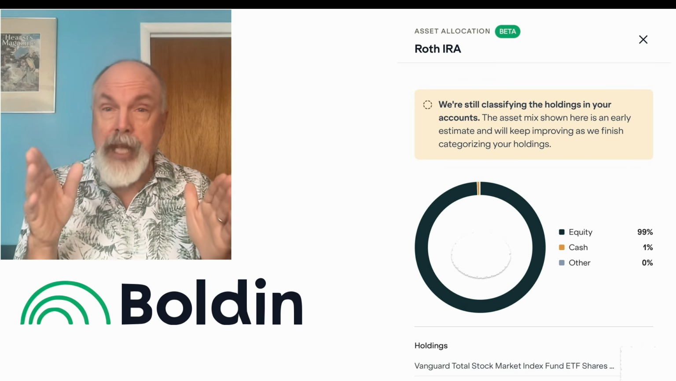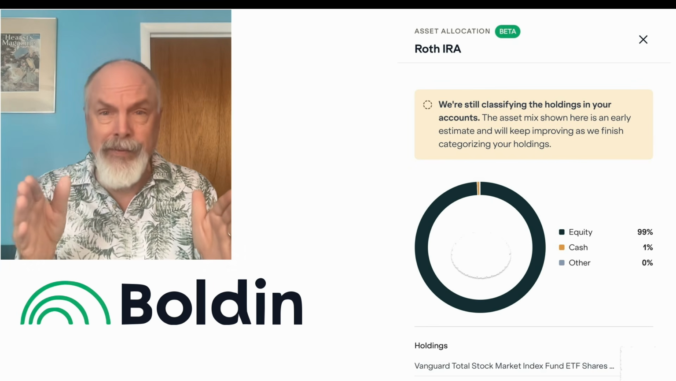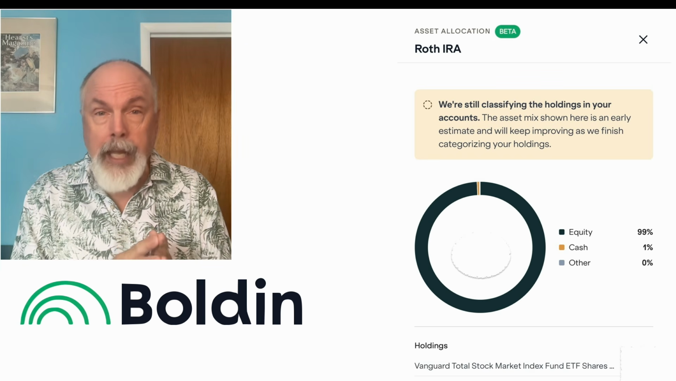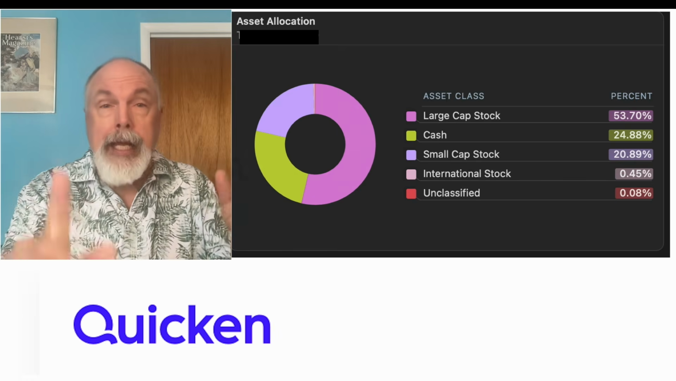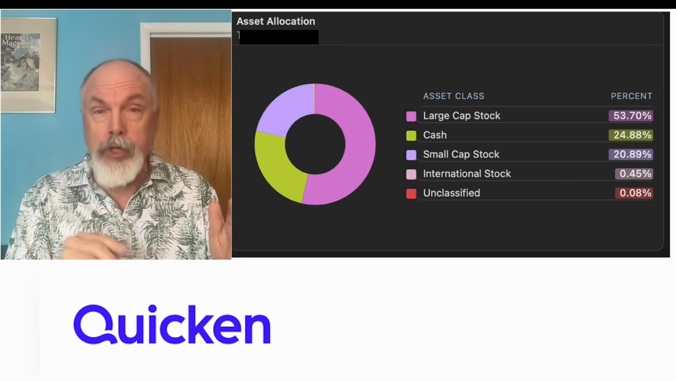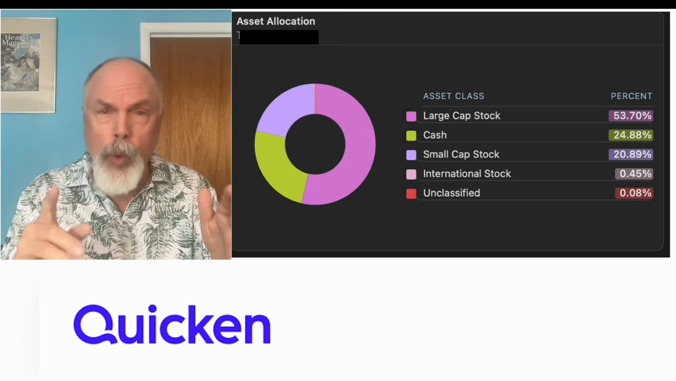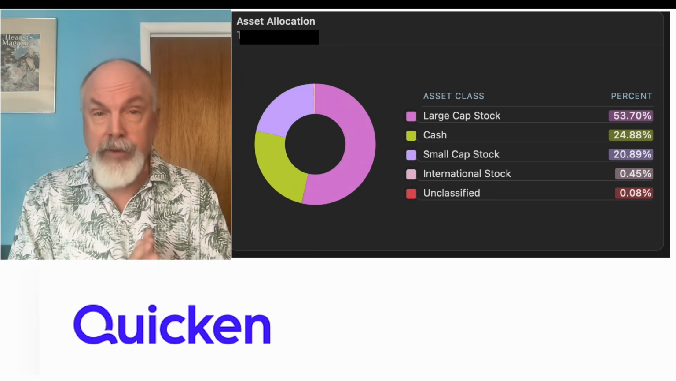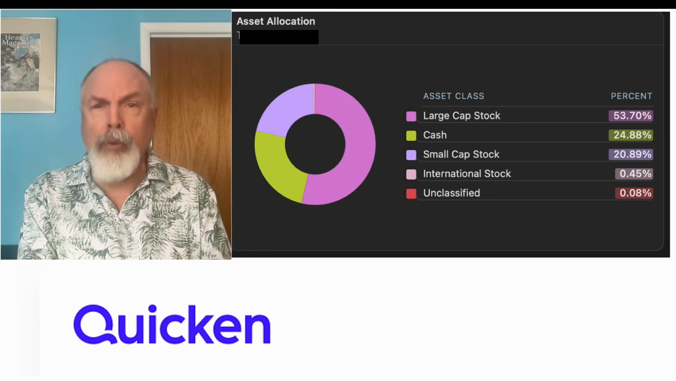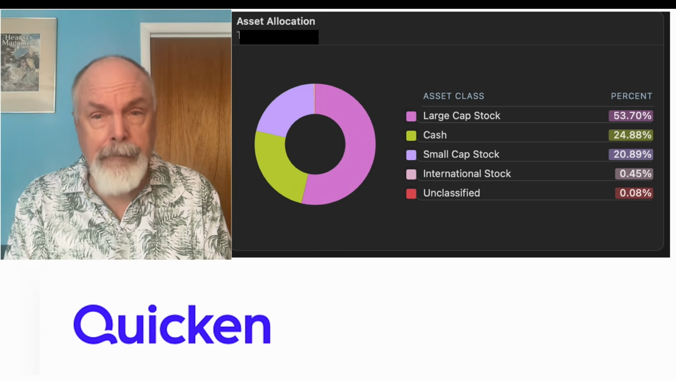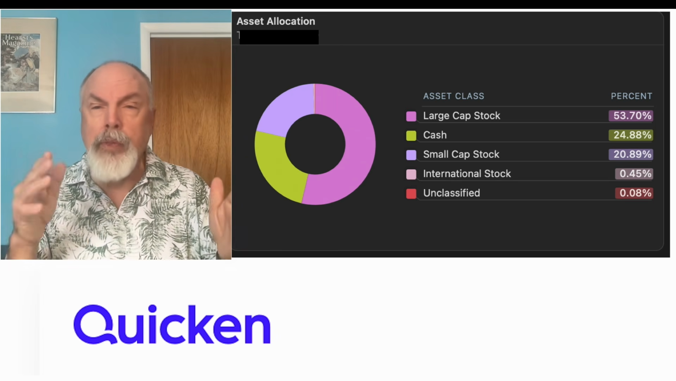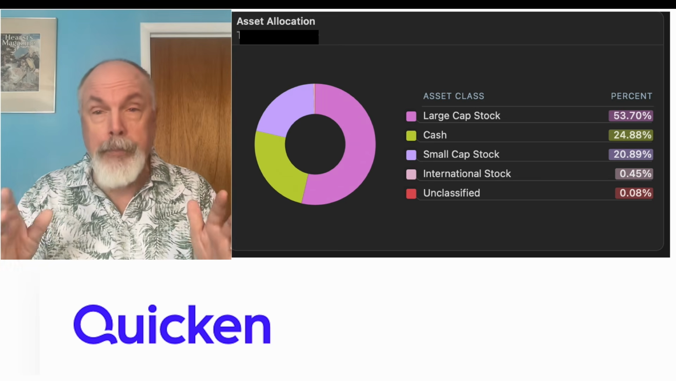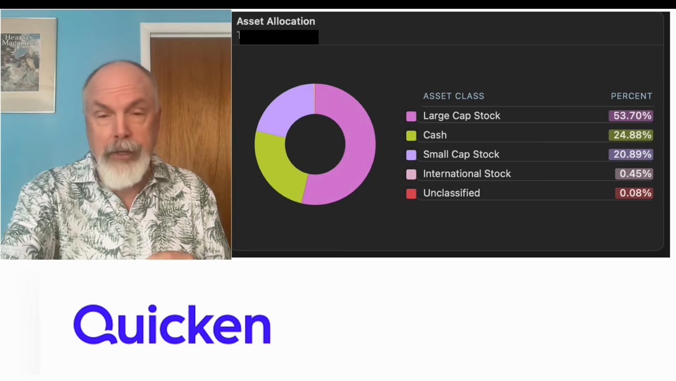Here is what Boldin says for my Roth IRA, which is invested in VTI and cash. It says nearly all assets are in equity, 1% is in cash. However, if you go to my Quicken account, you see a full breakdown, and you see that Quicken captures the $9,000 in cash that I have not yet redeployed into VTI. So the cash goes from 1 to nearly 25%. And again, rather than lumping everything into equity, Quicken breaks out that VTI into large cap, small cap, and even a sliver of international stock.